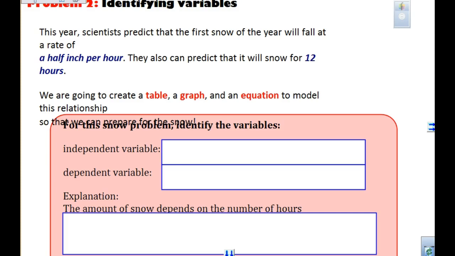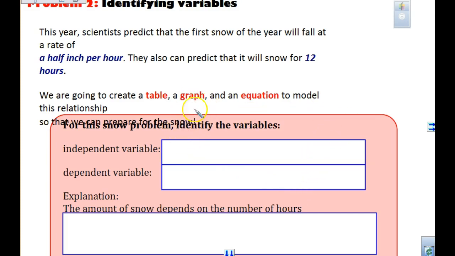Hunter, would you please read what it says? Where it starts with this year. This year, scientists predict that the first snow of the year will fall at a rate of a ½ inch per hour. They also can predict that it will snow for 12 hours. Jeffrey, did you hear what it said? Will you read it again then, please? This year, we're on that next page of your notes. Scientists predict that the first snow of the year will fall at a rate of a ½ inch per hour. They also can predict that it will snow for 12 hours.